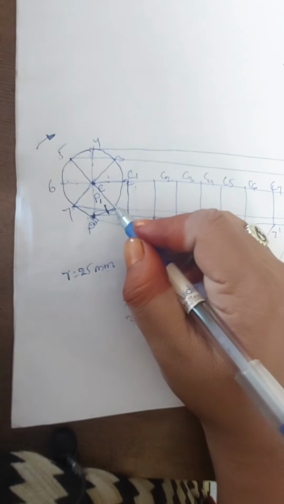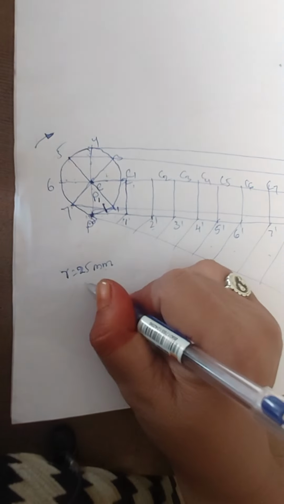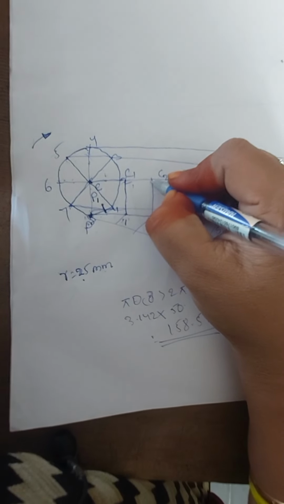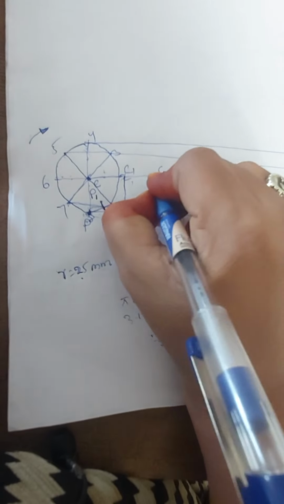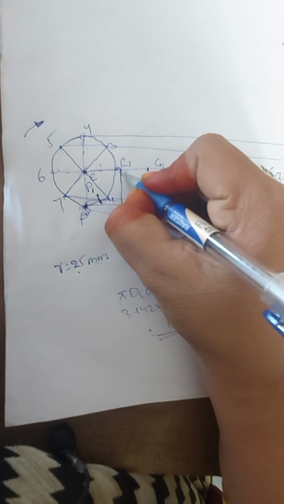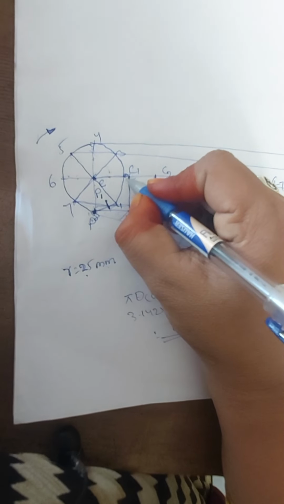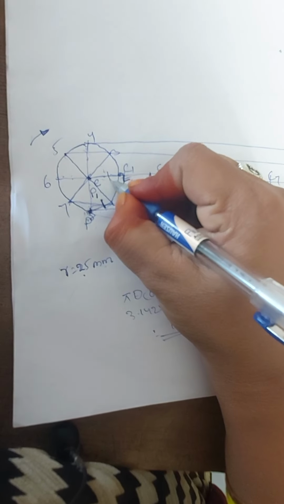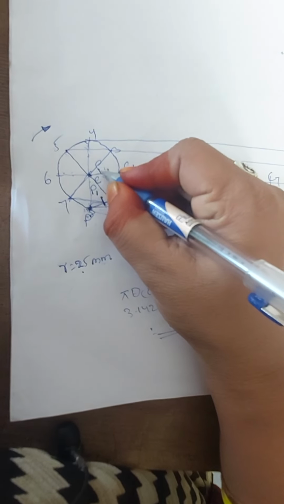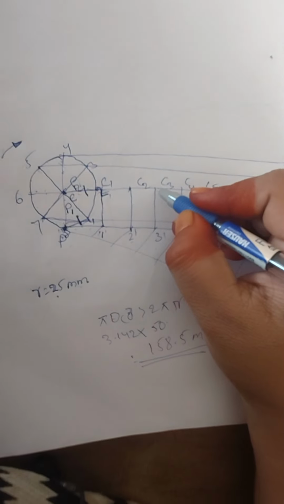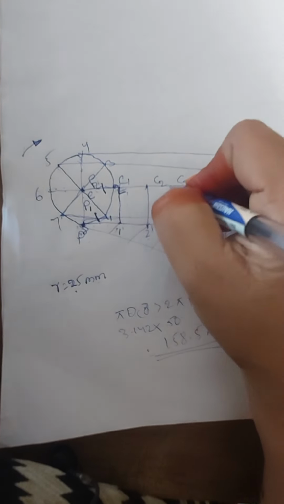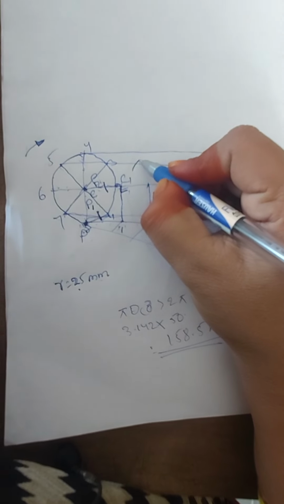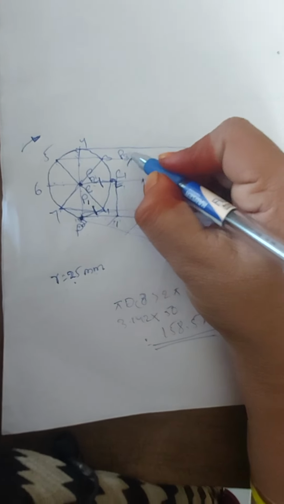Next, to generate the point P2, take the same radius of 25 mm with the compass and C2 as the center. Draw the arc on the line which passes through 2. So this is the line which passes through 2, with C2 as the center, and draw the arc. Then we'll get the point P2. Similarly, with the same radius and center C3, draw the arc on the line which is passing through 3.